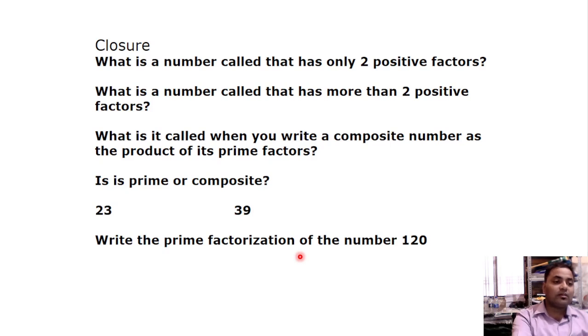So what is a number called that has only two positive factors? What is a number called that has more than two positive factors? What is it called when you write a composite number as a product of its prime factors? Is the number given prime or composite, 23, 39? Write the prime factors of the number 120. These are some questions and you can answer as per your discussion held in the previous lectures.